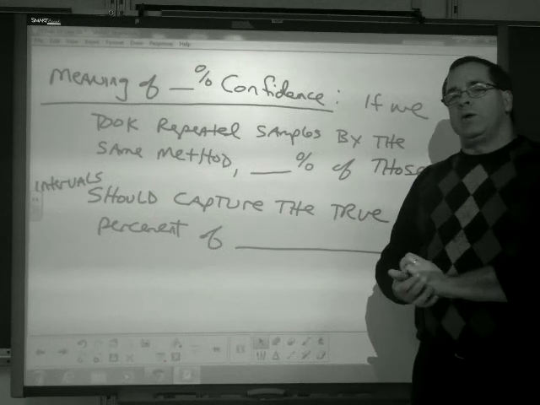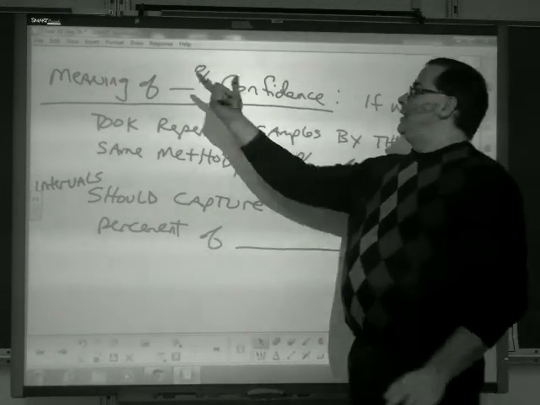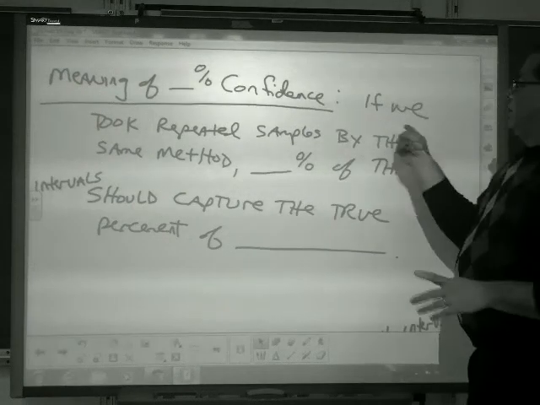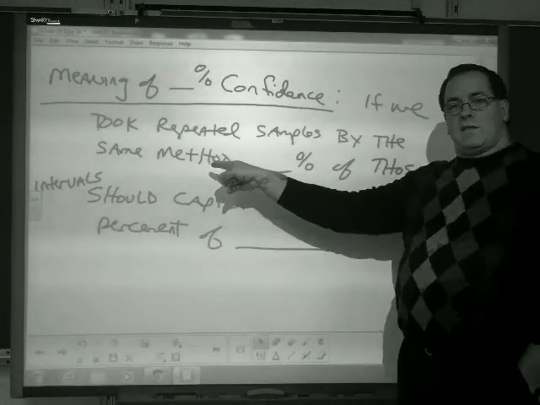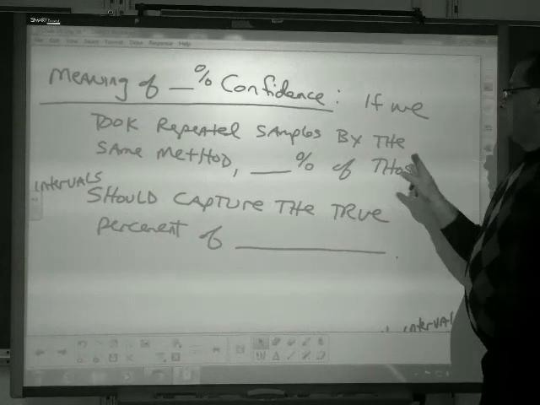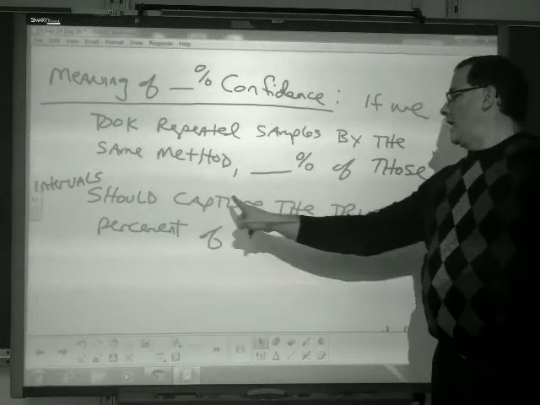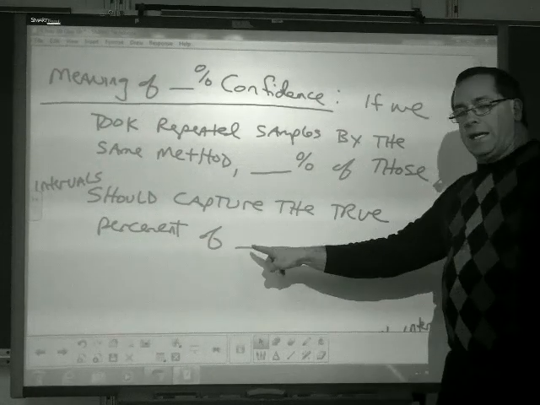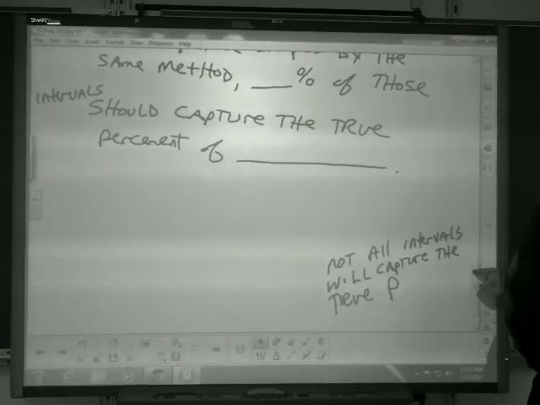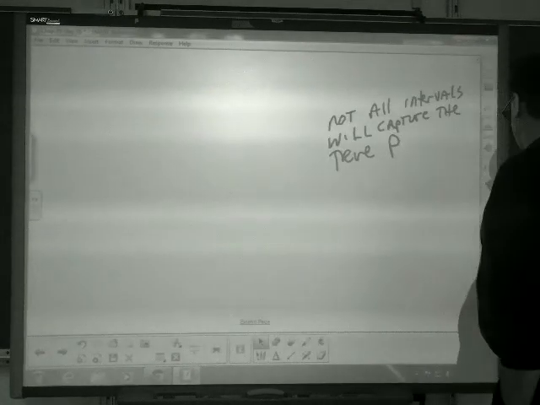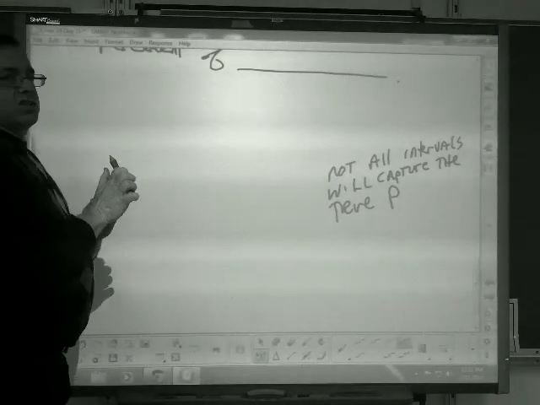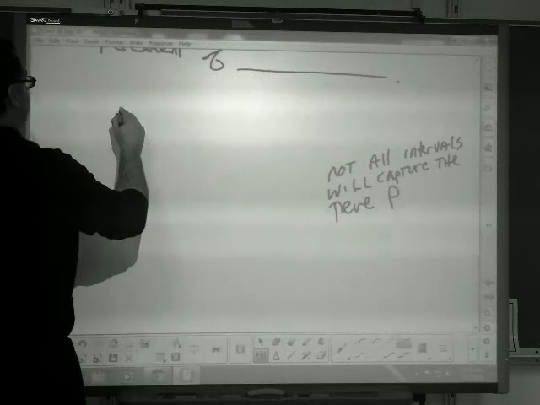So let me apply it to the problem that we had in class. We did 95% confident. So the meaning of 95% confident: if we took repeated samples by the same method, not changing my method, 95% of the intervals should capture the true percentage of pennies from the 1990s. So watch. We did an interval in class, and some of the classes saw this and some we didn't quite get to it, but we did an interval in class.